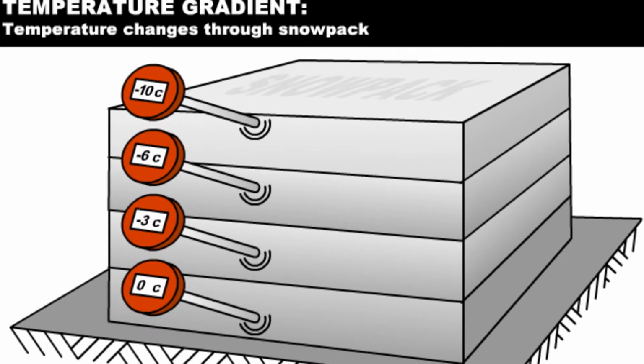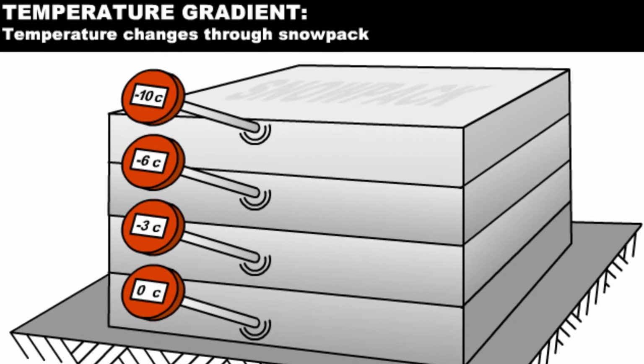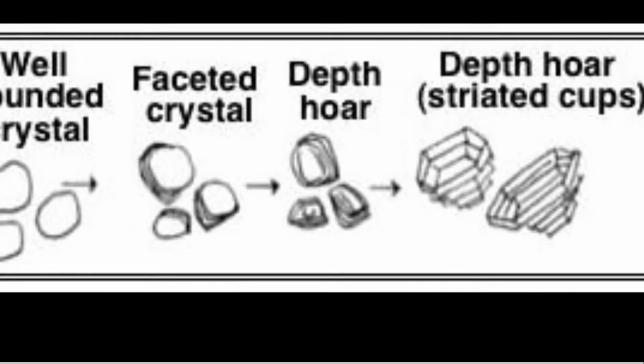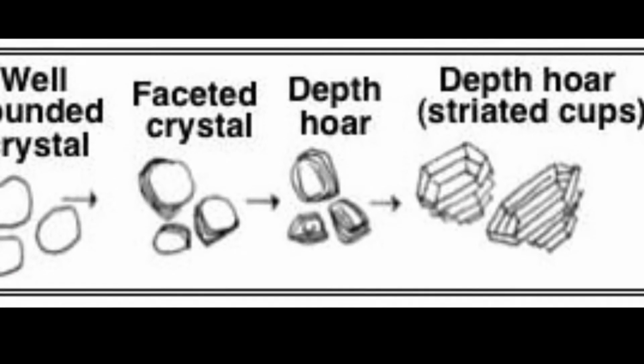In snowpacks with a high temperature gradient, a large difference in temperature, crystals tend to develop facets. The flat surface of a facet cannot bond well to other surfaces. Heavily faceted crystals located deep in the snowpack are called depth hoar and create dangerous instability.